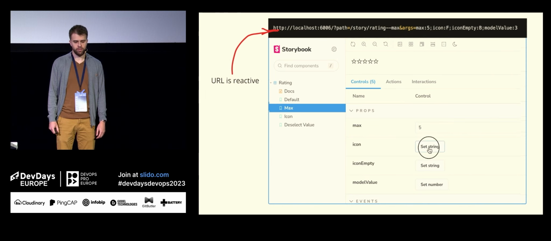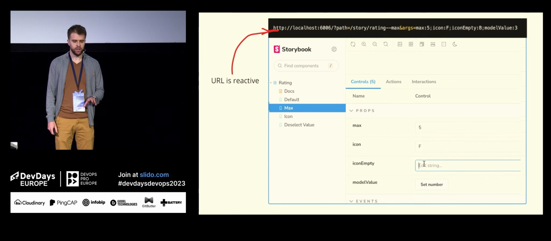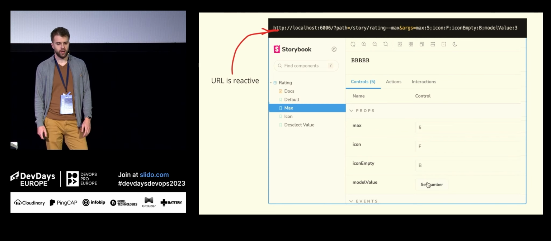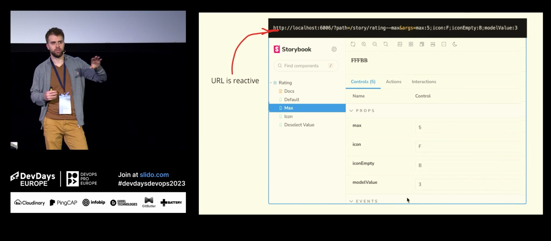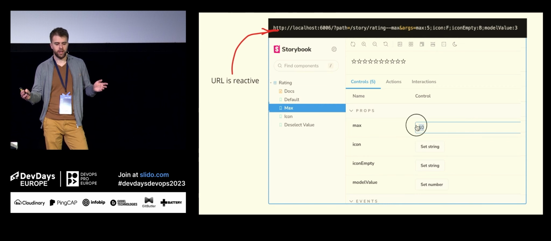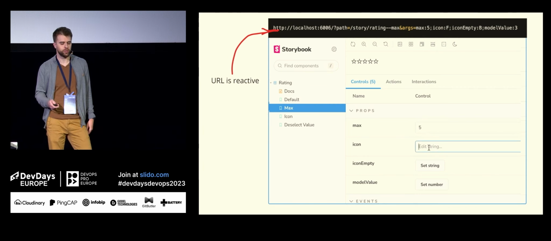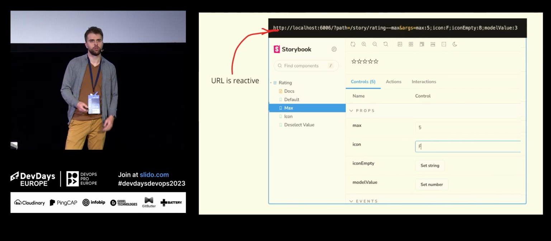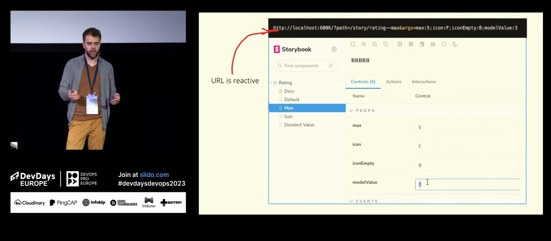And you also have reactivity for your URL. So you can see we have the max icon and such in the URL, and it's very useful to send it to some other developer so that they can just put it into a browser and have a very quick reproduction. You can also send this to a client if they have maybe some unique device or something. Again, they can just run it and see if it works.